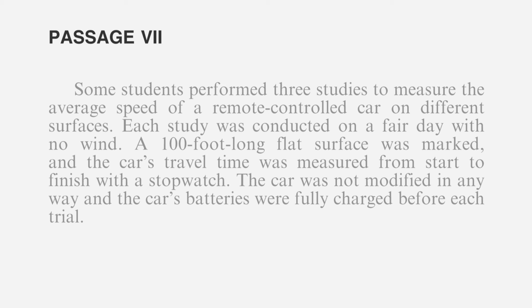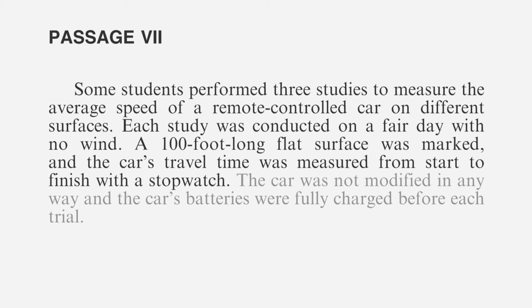Here's the introductory information, which shows what is the same in each experiment. Some students performed 3 studies to measure the average speed of a remote control car on different surfaces. Each study was conducted on a fair day with no wind. A 100-foot-long flat surface was marked, and the car's travel time was measured from start to finish with a stopwatch. The car was not modified in any way, and the car's batteries were fully charged before each trial.